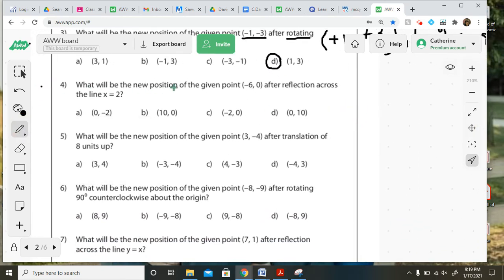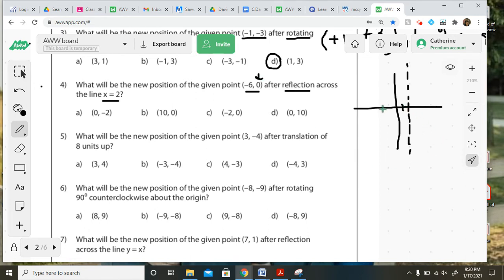So number 4 says, what would be the new position of -6, 0 after a reflection across the line x is equal to 2? Okay, well, this is very similar to what we just did. This time we don't have y is equal to something, we have x is equal to something. And x is equal to 2 would be right here. So our line for x is equal to 2 would be parallel to the y-axis. So in other words, the y-coordinate is going to stay the same. Well, the y-coordinate in this case is 0. It's going to stay the same. And our x is going to go opposite.